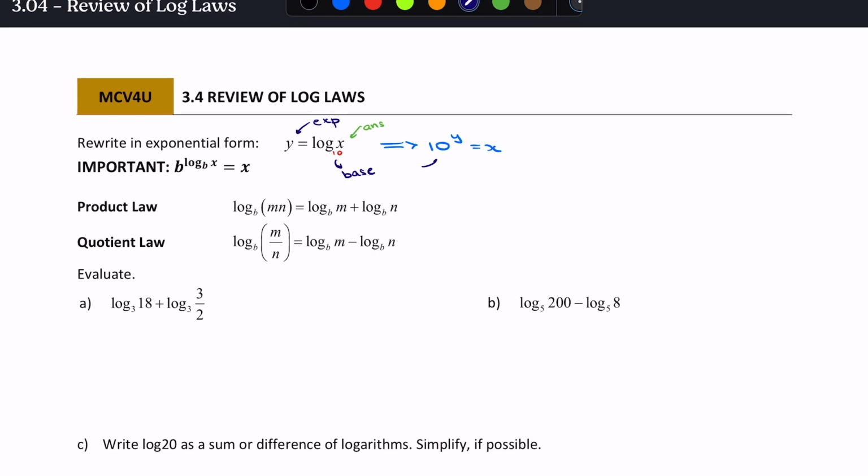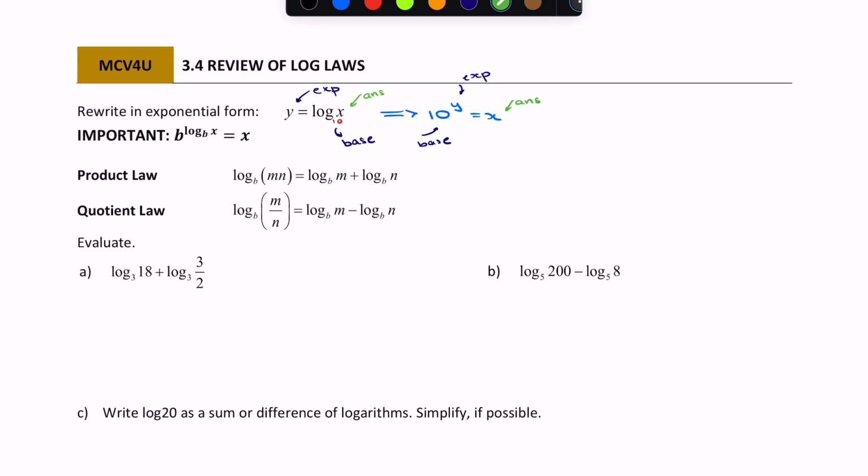So again, 10 being the base, y being the exponent, and x being the answer. It's also important to recognize that b to the power of log base b of x is equal to x. So it's just an important thing to understand here.